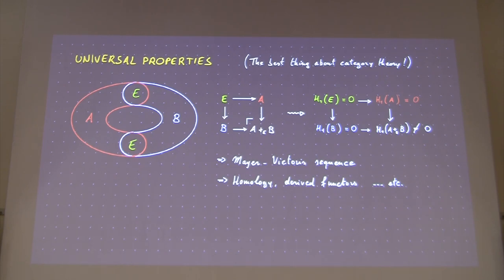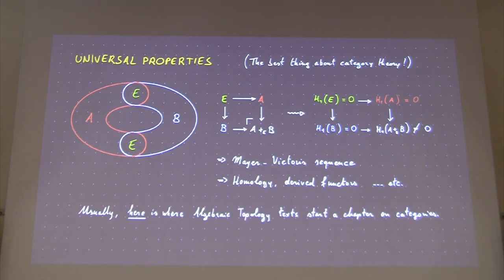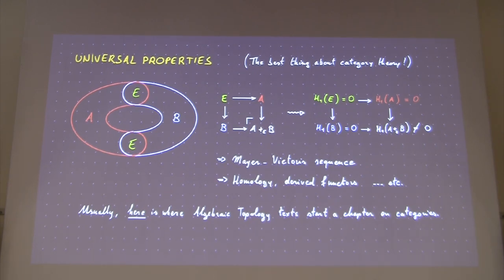Okay? And that's also usually where an algebraic topology course takes a little break and opens a chapter or a section on categories and functors. I'm sure most of us were first introduced to categories this way. That was the case for myself as well. So exactly 10 years ago, at the university here in Leuven, I first heard about categories and functors this way. At that point, I was not doing categories.